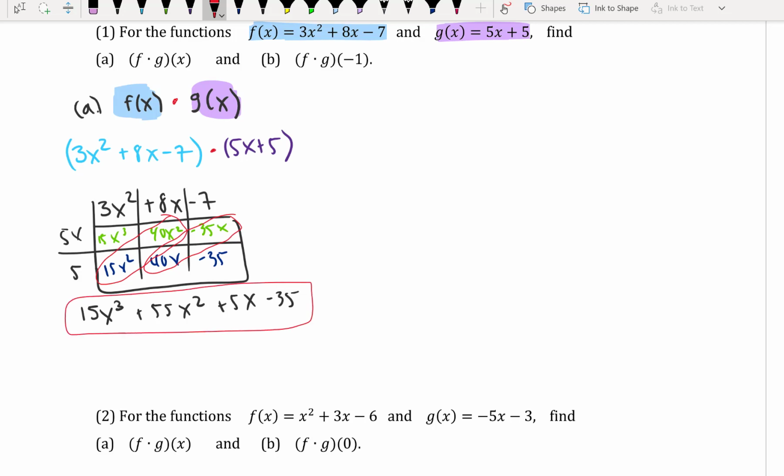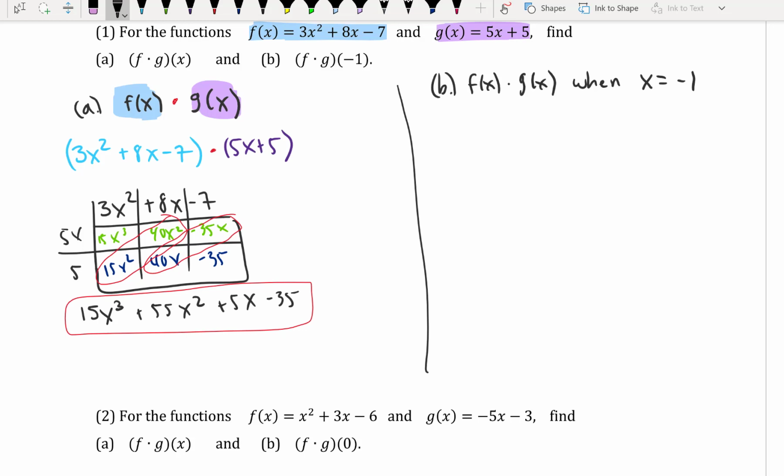So that ends up becoming my final answer for part A of this problem. Now for part B, this is saying find f of x times g of x when x is equal to -1. Well, we already found f of x times g of x. We found that from part A. From part A, we found that that was 15x cubed plus 55x squared plus 5x minus 35.